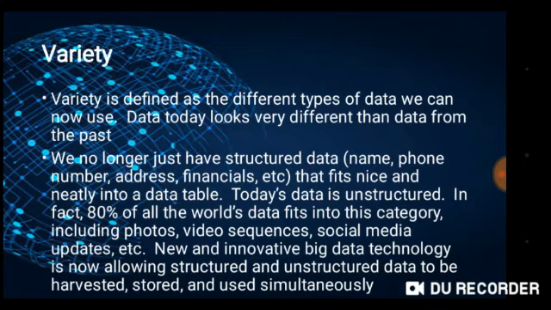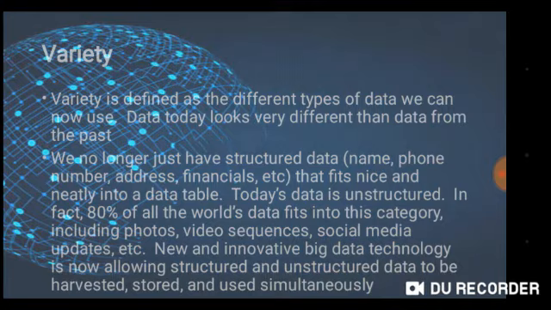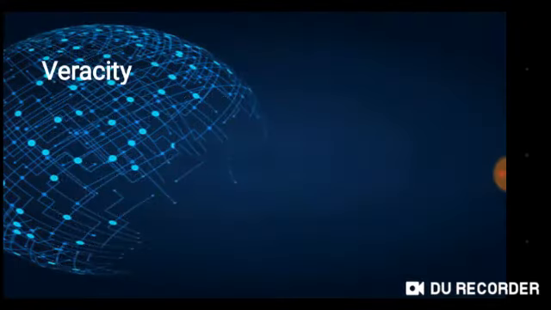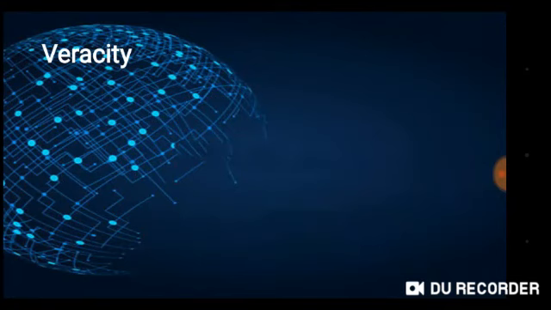Now, variety. It is defined as the different types of data we can now use. Data today looks very different than data from the past. We no longer just have structured data that fits neatly into a data table. Today's data is unstructured. In fact, 80% of all the world's data fits into this category, including photos, video sequences, social media updates, etc. New and innovative big data technology is now allowing structured and unstructured data to be harvested, stored, and used simultaneously.